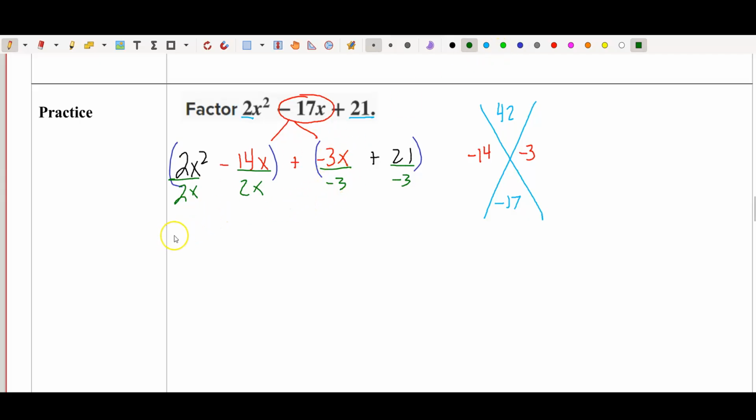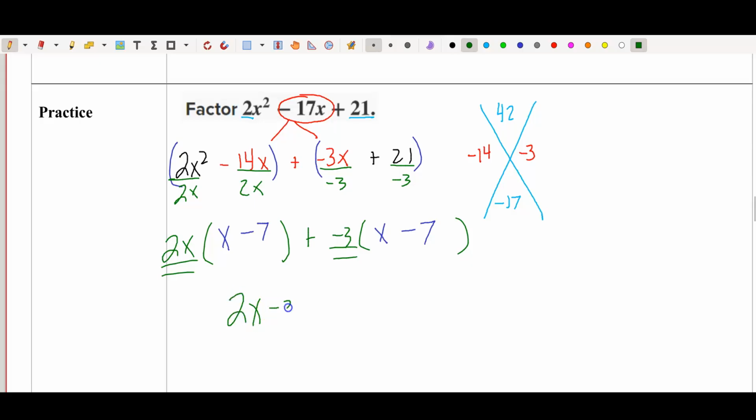So, rewrite this: we take out the 2x, we take out a negative 3, and what do we have left over after we divide out these GCFs? We should get the same thing. In this case, we have x minus 7, and this is also x minus 7, which is perfect. So now we recombine this. 2x minus 3 becomes one of our main factors, and our shared common factor between these two large terms is x minus 7.